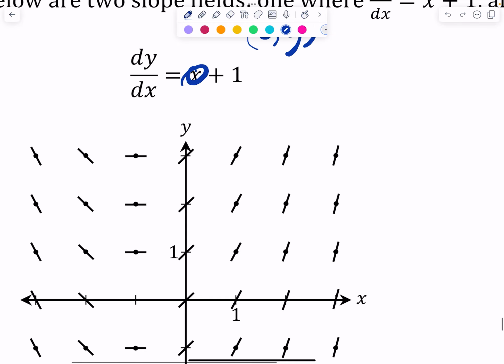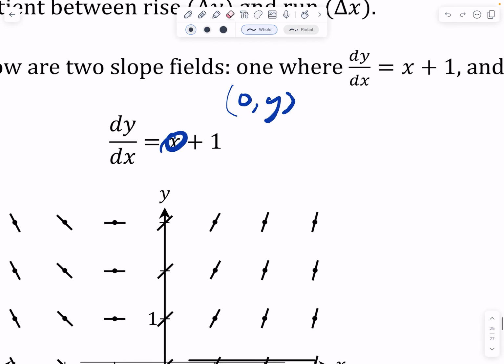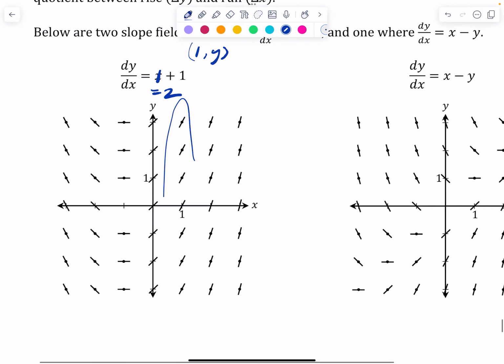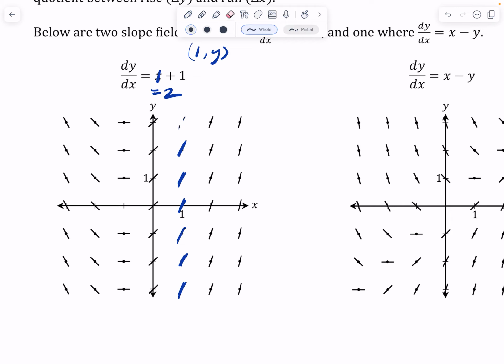When x is 1 instead, say we have the point 1 and any y value, the slope would be 1 plus 1, which is 2, which is why in this whole column where x is 1, we have little slopes that are about 2. Actually, I drew this pretty precisely, so those ones are pretty much exactly 2. We might not be 100% accurate, but this field should give us a vibe if we were drawing it ourselves.